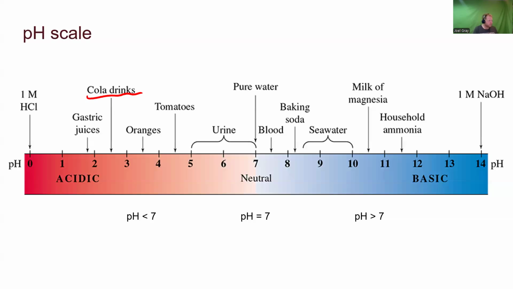Okay, but there are fruits that are acidic, oranges, tomatoes. Then seawater is a little bit basic. Milk of magnesia, household ammonia. The entire spectrum ranges from 0 to 14. If something is exactly pH of 7, it's neutral. If it's above that, it's basic. If it's below, that's acidic. Blood is about pH of 7.5. You do not want the pH of your blood to drop. But the good thing is that your body has a mechanism to prevent that from happening.